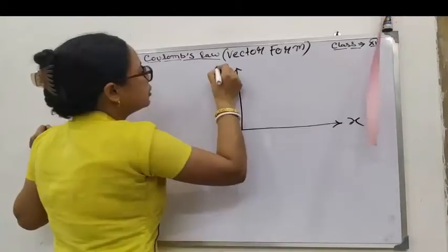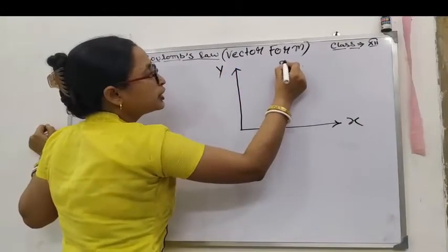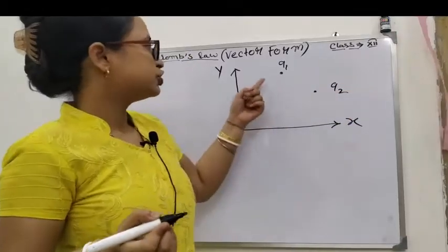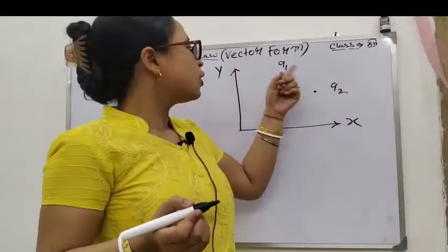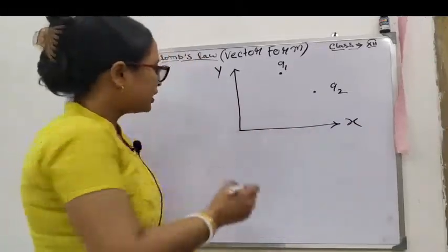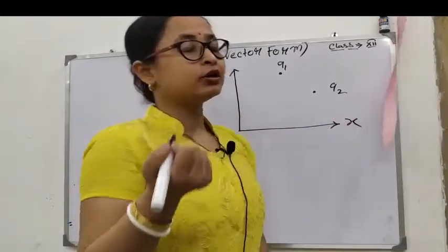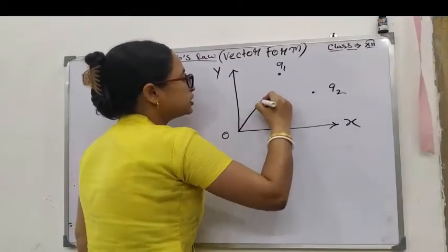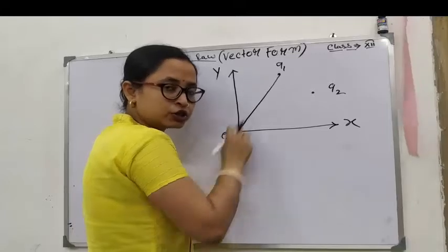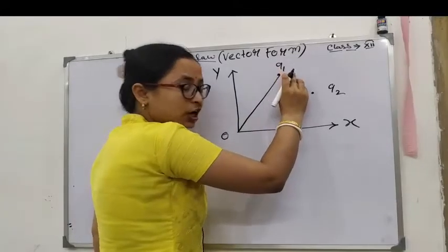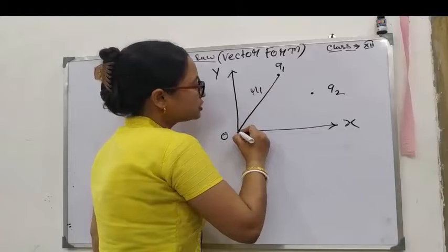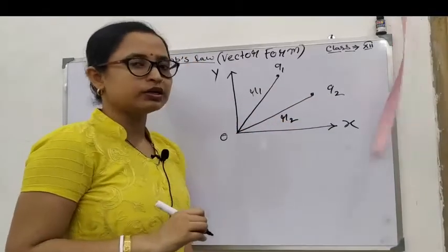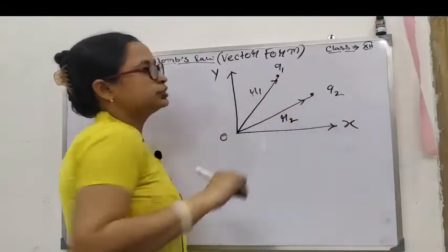Let us consider we place two charges Q1, Q2 in XY plane. How can you write? Let us consider 2 point static charges Q1, Q2 placed in XY plane. Now, as in your 11th class you already learned the vector chapter, we consider the position vector. Position vector means distance from the origin to that point. Position vector of the charge Q1 is R1 and the position vector of the charge Q2 is R2. Clear?